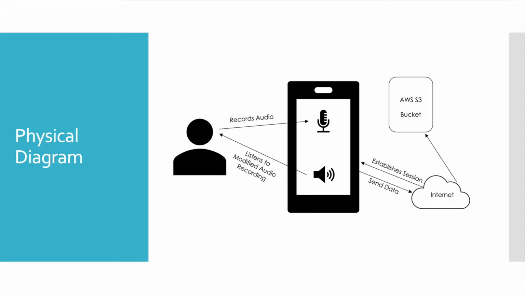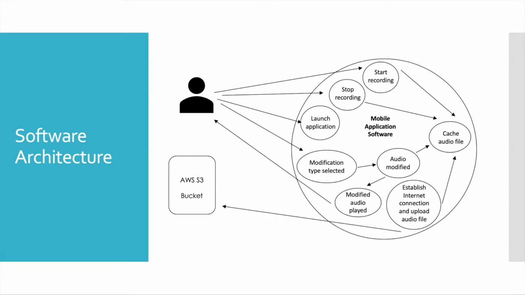Here's the physical diagram of the system that shows all of the components that interact with the software. So we have a user that records audio, and also listens to the modified audio recording. And also the internet, which has a connection, and the original voice recording is sent through to an AWS S3 bucket.